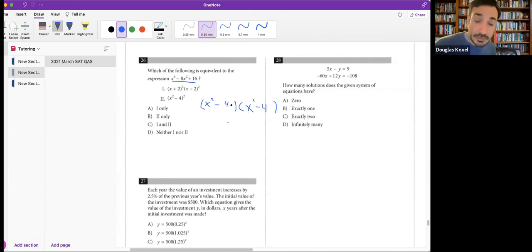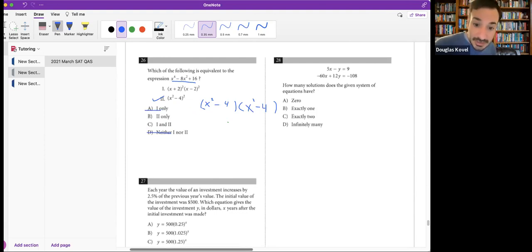So you notice I have two factors of x squared minus 4. So Roman numeral 2 actually shows us that same meaning. The square there means that I have that factor repeated. So 2 I know is definitely right. So I could get rid of choice D and I could get rid of choice A. Now it's a matter of seeing if 1 also works.